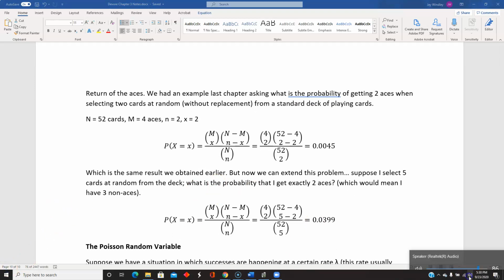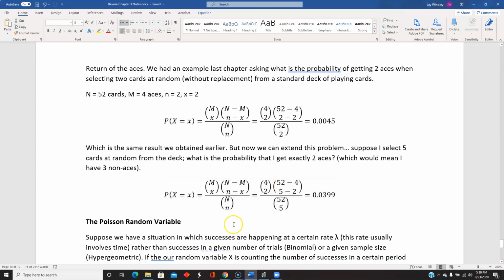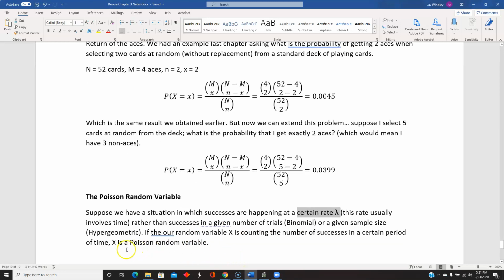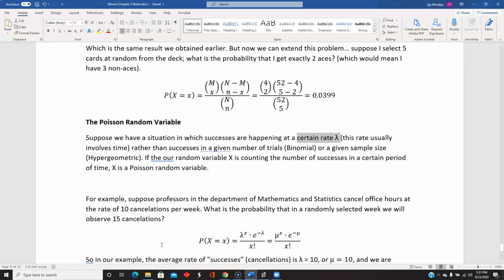The last random variable that we're going to talk about is the Poisson random variable. The Poisson random variable comes about when successes are happening at a certain rate, usually involving time. Instead of successes happening in a given number of trials or in a given sample size, successes are happening at a certain rate. If our random variable x is counting the number of successes in a certain period of time, then x is a Poisson random variable.